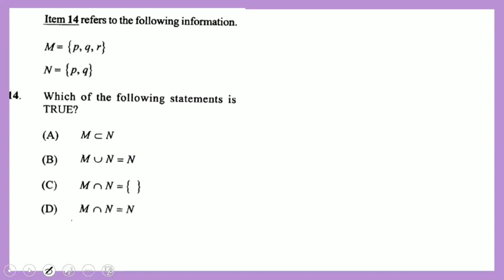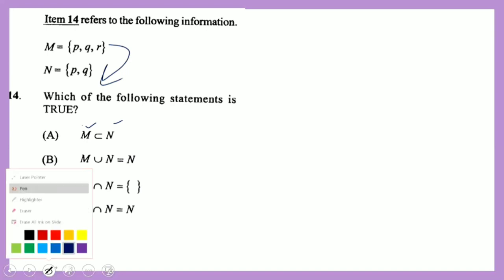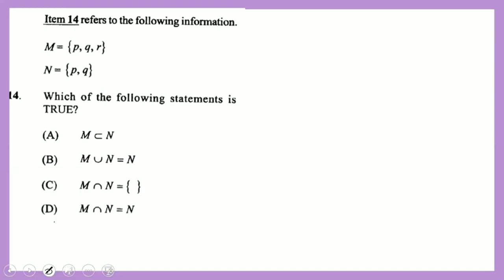All right, we have the set M that has elements P, Q, R. The set N that has elements P, Q. Which of the following statements is true? M is a subset of N. That means we can find all the elements of M inside N. Next one says, the set M union the set N, meaning when you combine both sets together, you get the elements that are in N. Look, because R would be missing.